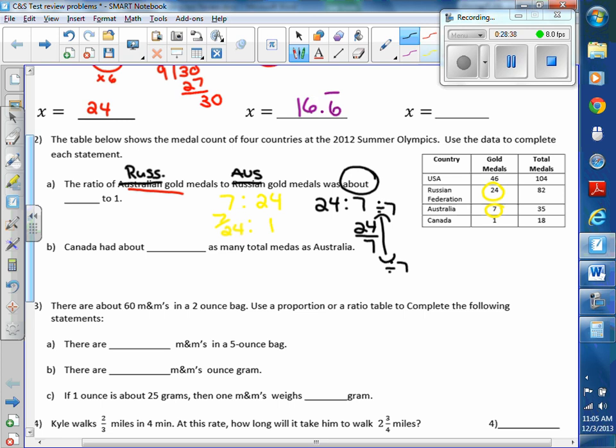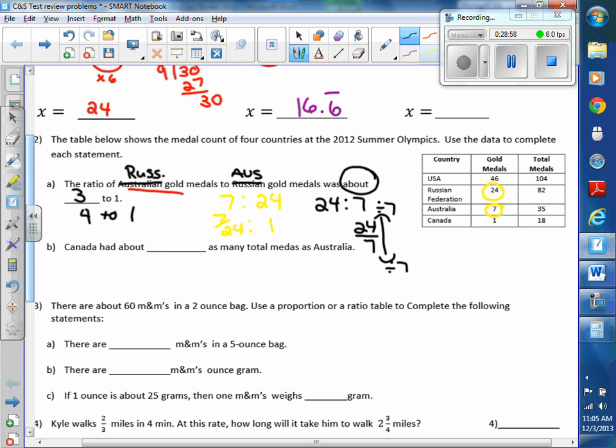24 divided by 6. About 6 or 8, right? So a good estimate would be about 3 or 4 to 1, right? Because it says the word about. So this would be about 3 to 1, you could even say, or about 4 to 1.